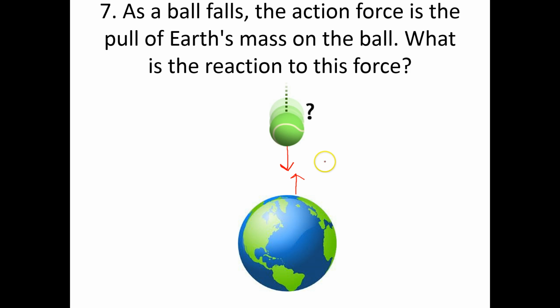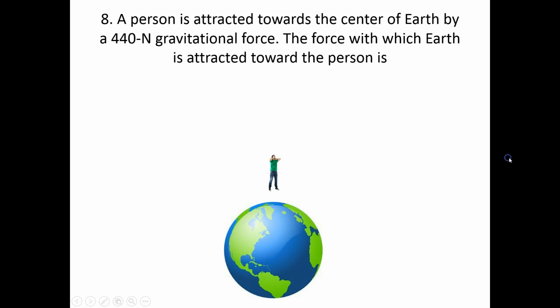So the reaction to the force is the ball pulling on the Earth, and it is an equal force. For number 8, a person is attracted toward the center of the Earth by a gravitational force of 440 newtons. What is the force with which the Earth is attracted to the person? So remember, here the person is getting pulled down by the Earth, 440 newtons. So the person pulls the Earth up 440 newtons.